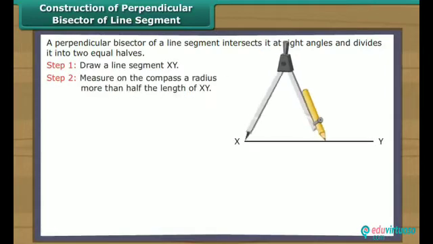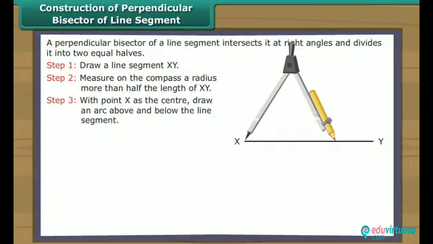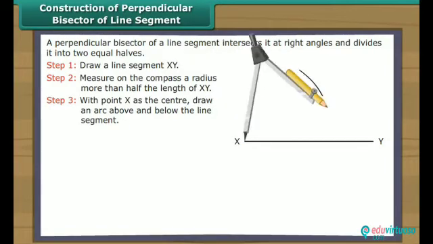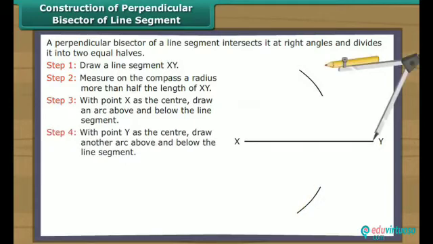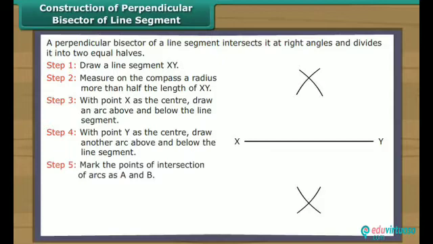Measure on the compass a radius more than half the length of XY. Point X as the center. Draw an arc above and below the line segment. With point Y as the center, draw another arc above and below the line segment. Mark the points of intersections of arcs as A and B.